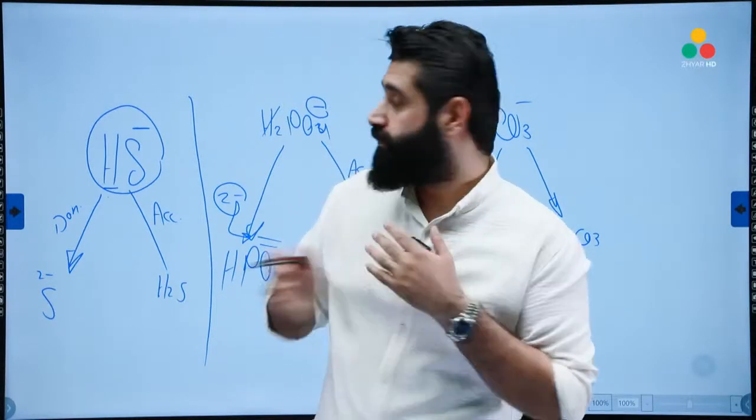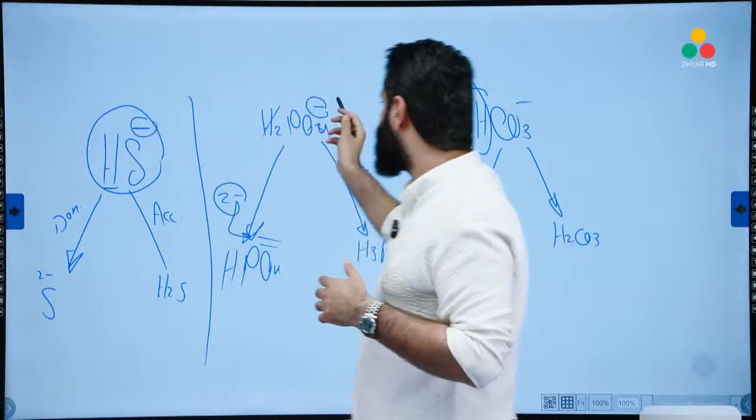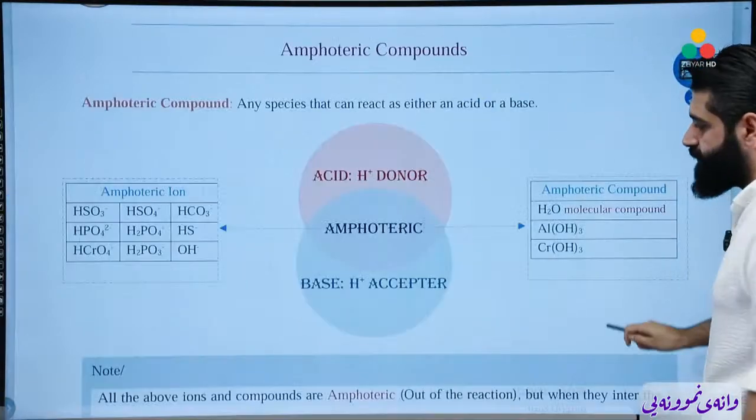But ion or compound? They are ions because of the charges. Great.